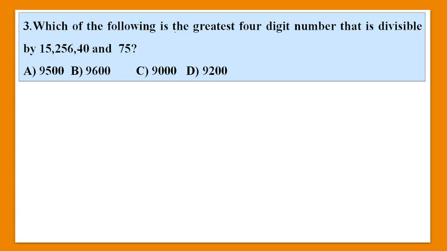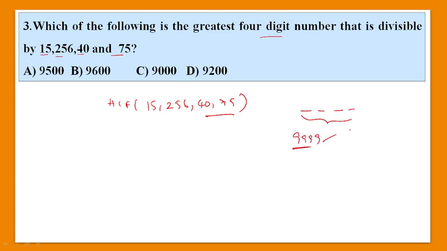Which of the following is the greatest 4-digit number that is divisible by 15, 25, 40, 75? So instead of finding it directly, we need to find the HCF of 15, 25, 40, 75. We need to find the greatest 4-digit number. The greatest 4-digit number will be 9999. But I need to find the HCF. So in order to find the HCF of the given numbers, how do we approach this here?